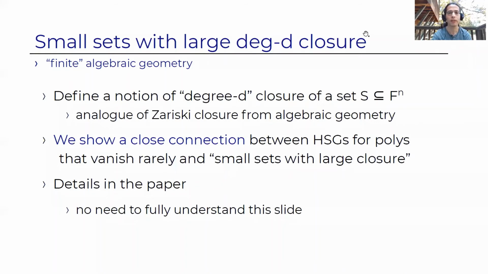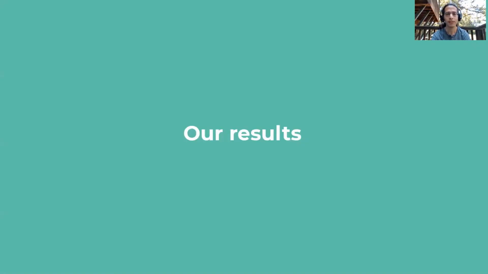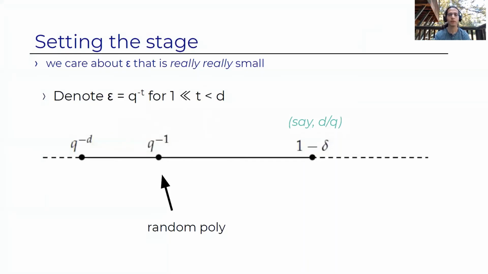And now we can state our results and contributions for the problem that we're studying. Let's set the stage for it by considering what the interesting values are for the parameter epsilon. Let's get oriented. So a random polynomial vanishes with probability 1 over q. And we denote by delta the distance of the Reed-Muller code. So we put here the point 1 minus delta. You can think of this as d over q for large fields.